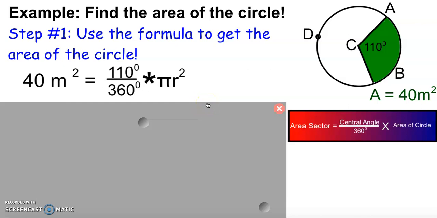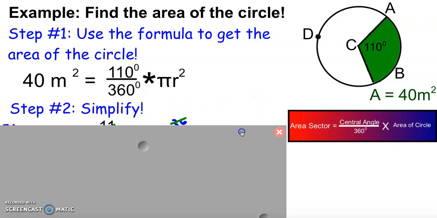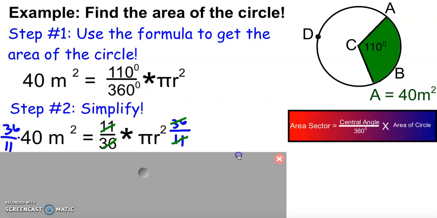So how do we figure out the area of the circle? Well, we've got this funky fraction here, which you could reduce to 11 over 36 or leave it at 110 over 360. But in order to isolate the area of the circle, which is pi r squared, I'm going to multiply by the reciprocal of 110 over 360. So both sides are going to get multiplied by the reciprocal, or in this case, I obviously simplified it first to make 11 over 36. I multiply by 36 over 11 on both sides.